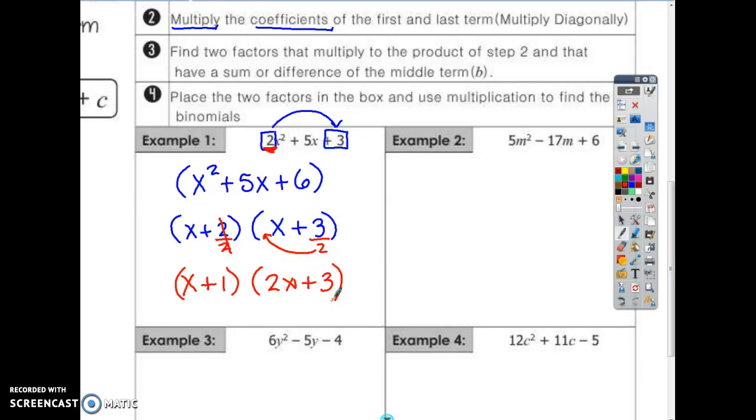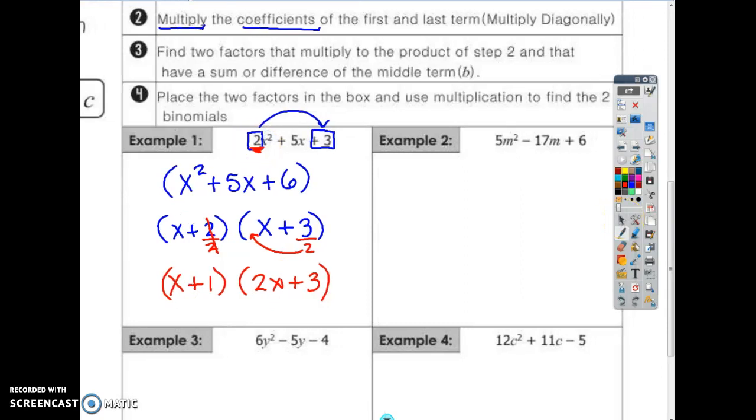And if you don't believe me, we can do the box. But just know that x times 2x is 2x squared. That's how you get that 2 in the front. Okay? So I want you to pause the video. I want you to try example 2 just how we did example 1. Just try it. Okay, so hopefully you paused the video and you at least had a little bit of time to try it.